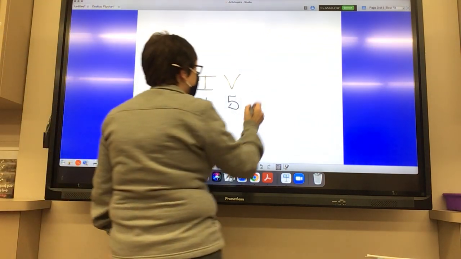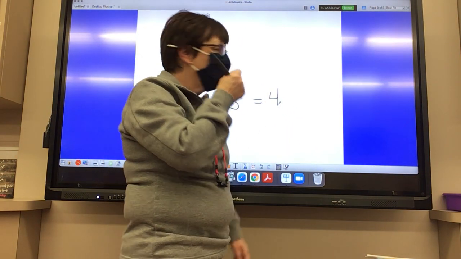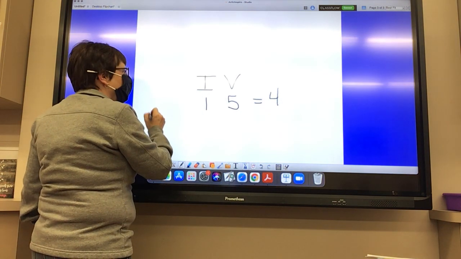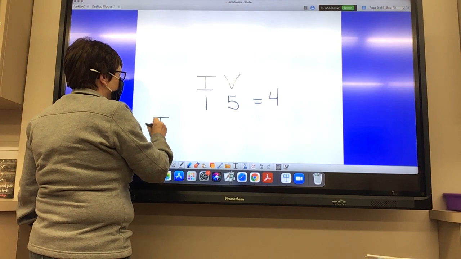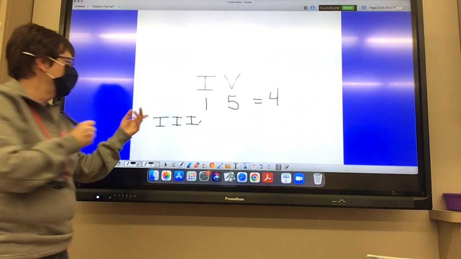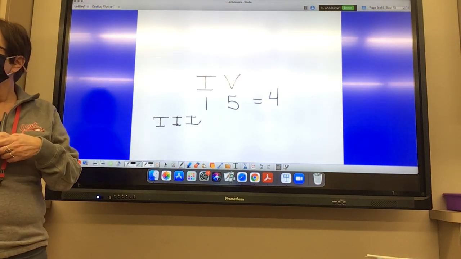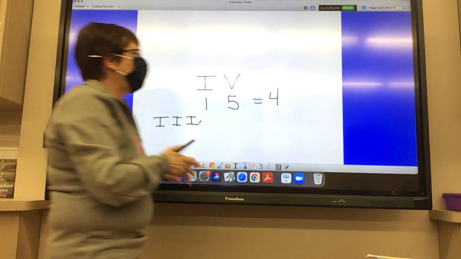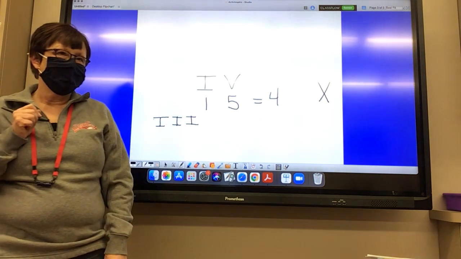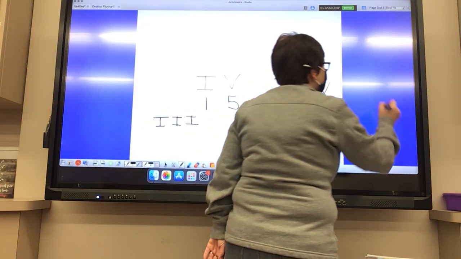This stands for 4. So if I had the number 3, it would look like this. That's what the number 3 would look like, but they'd be closer together. That's 3, 1, 2, 3. So boys and girls, this is the number 10 in Roman numerals, X. What do you think this number would be?